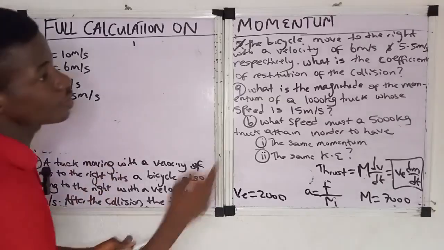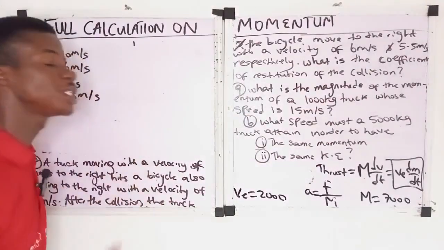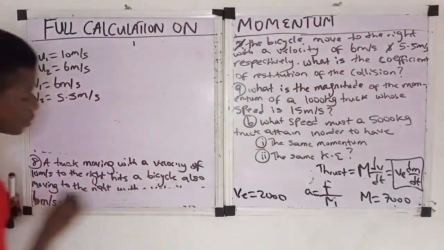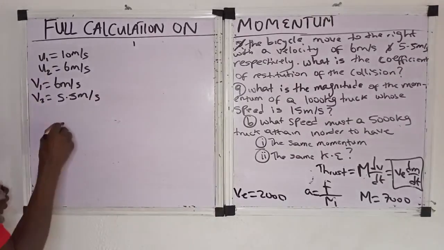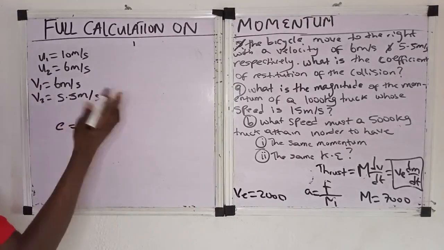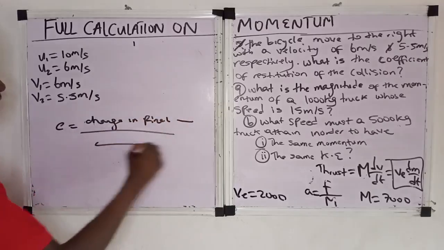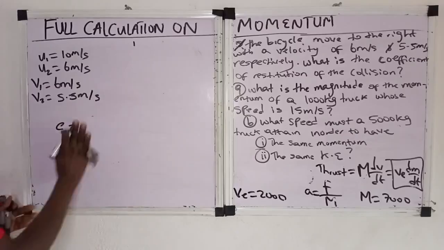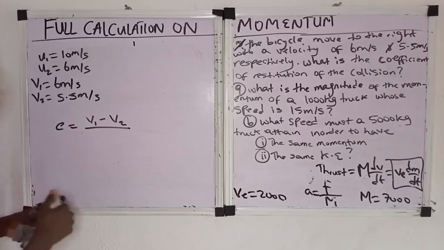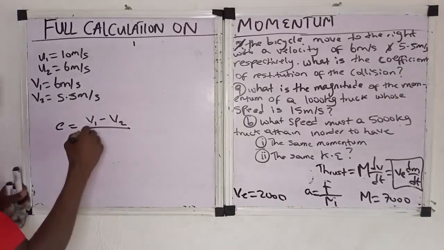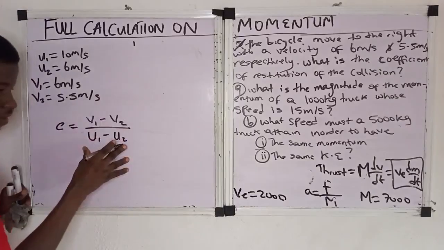What are they asking us for? They ask what is the coefficient of restitution of the collision. I also explained coefficient of restitution in our previous class, and it is very easy. The coefficient of restitution is equal to the change in final velocity over the change in initial velocity: v1 minus v2, divided by u1 minus u2. Final velocity divided by initial velocity.